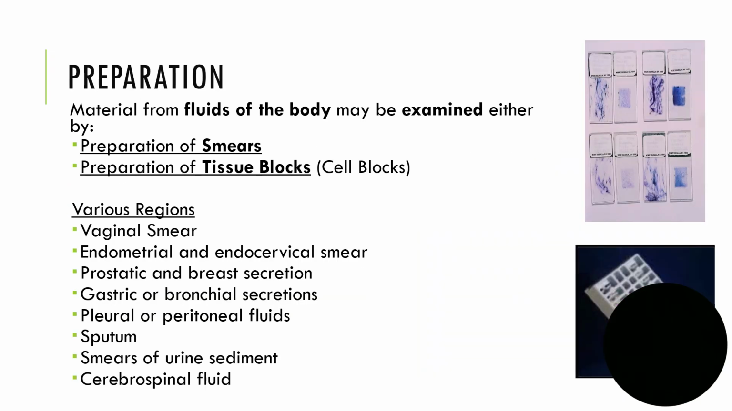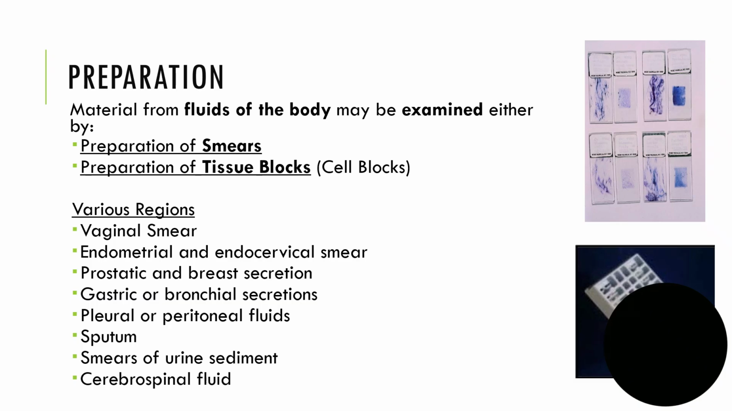Now that we understand the why, let us talk about the how. How do we prepare cytologic material for examination? There are two broad approaches: preparing smears or preparing tissue blocks, also known as cell blocks. The choice between smears and cell blocks depends on the type and amount of specimen you have. Smears are faster and simpler. Cell blocks, on the other hand, allow for sectioning and additional staining. They are more similar to histological processing.